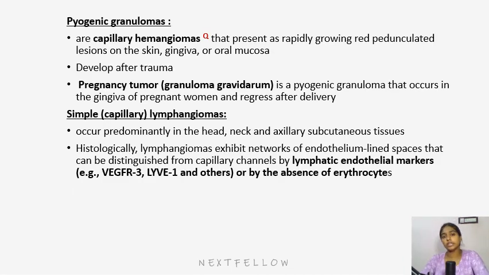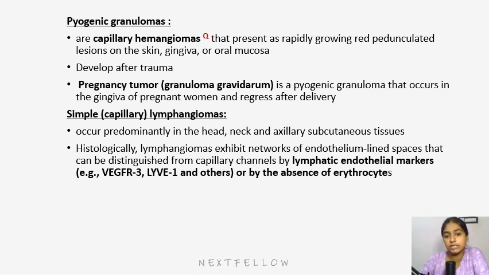Next, coming to pyogenic granuloma. This pyogenic granuloma is nothing but a capillary hemangioma which presents as a red pedunculated lesion on the skin, gingiva as well as oral mucosa. They develop after trauma. Pregnancy tumor, that is granuloma gravidarum, is a pyogenic granuloma that occurs in the gingiva of the pregnant woman and regresses after delivery.